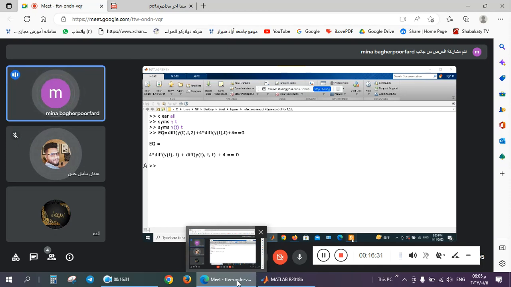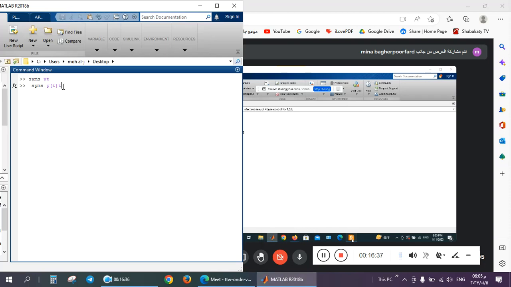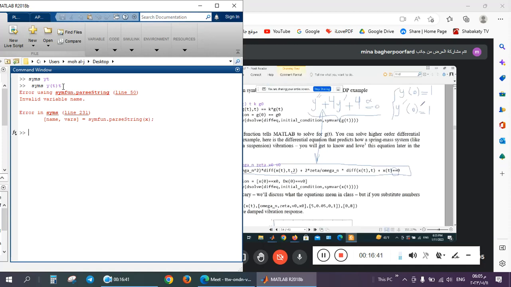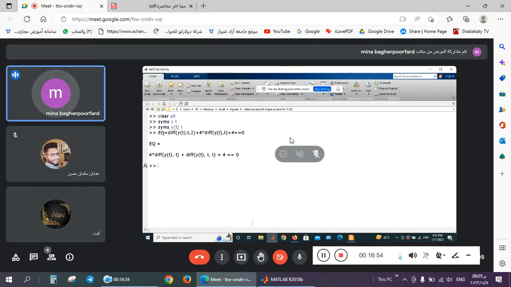To solve the equation, I need the initial condition. Without any initial condition, you cannot use dsolve. I write a line and I want you to determine my mistake. Please pay attention. dsolve for EQ and find y(t).